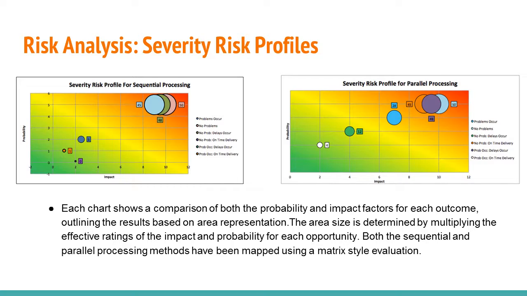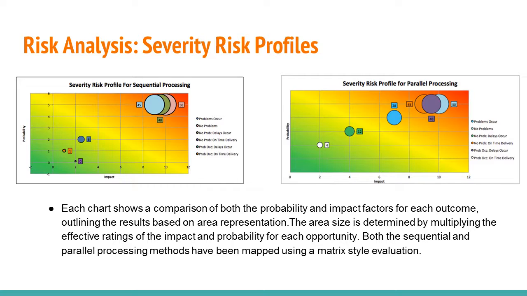Now let's look at a comparison of the severity risk profiles from the two alternatives. On the left, you have the severity risk profile for sequential processing, and on the right, you have the severity risk profile for parallel processing. Let's look at two of the outcomes and their importance.